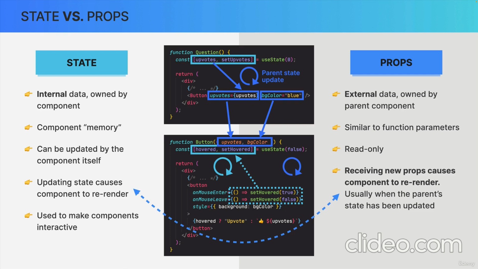Now finally, while state is used by developers to make components interactive, props are used to give the parent component the ability to configure their child components. So basically, props can be seen as settings in child components which the parent component can define as they wish. And that's it. So if you ever get asked the difference between state and props in a job interview, I sure hope that you're going to nail it.